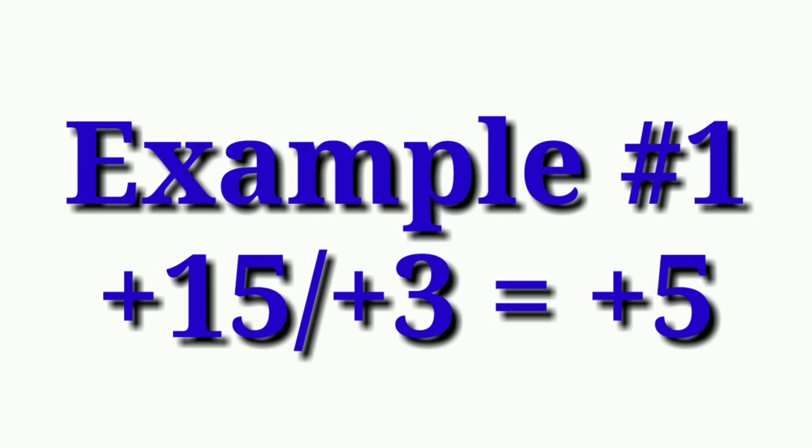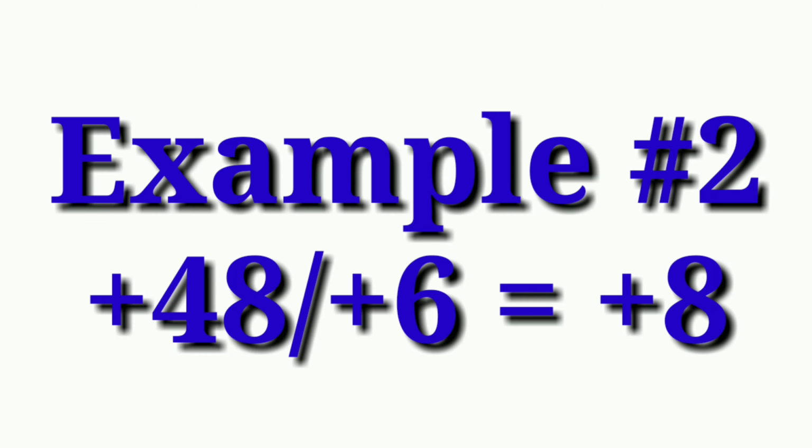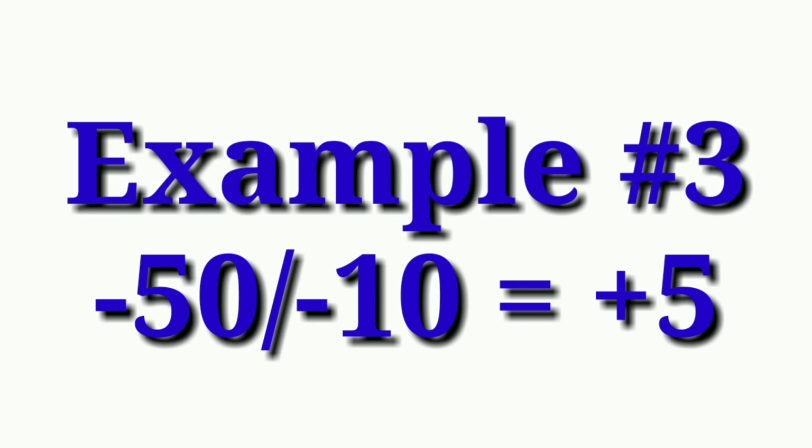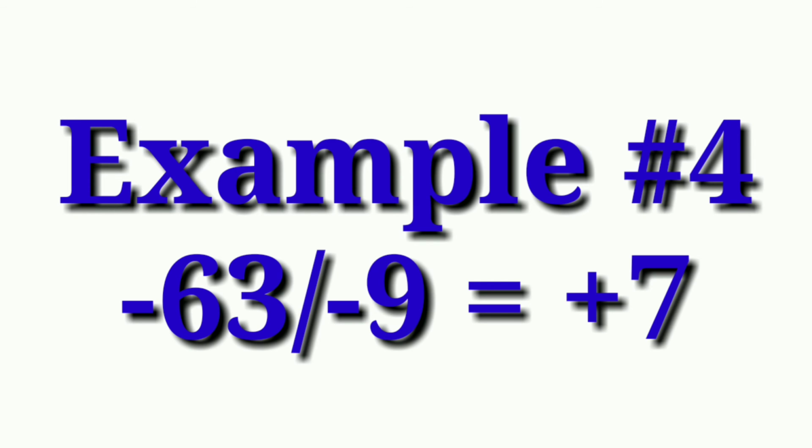Positive 15 divided by positive 3, the answer is positive 5. Example number 2, we have positive 48 divided by positive 6, the answer is positive 8. Example number 3, we have negative 50 divided by negative 10, the answer is positive 5. Example number 4, negative 63 divided by negative 9, it is equal to positive 7.